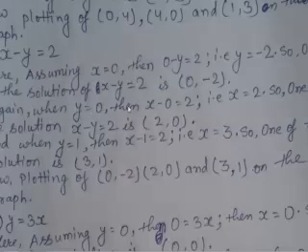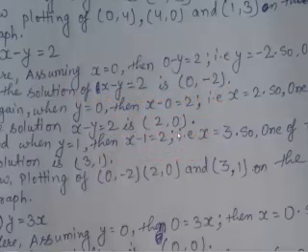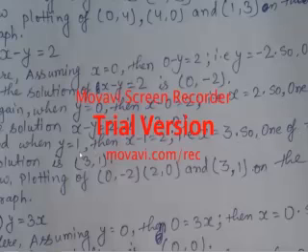Again, when y is equal to 0, then x minus 0 is equal to 2, because in place of y we kept 0. So x is equal to 2. So one of the solutions of x minus y is equal to 2 is 2 comma 0. And when y is equal to 1, then x minus 1 is equal to 2. Now minus 1 goes that side, that means x is equal to 2 plus 1, that is 3. So one of the solutions is 3 comma 1.